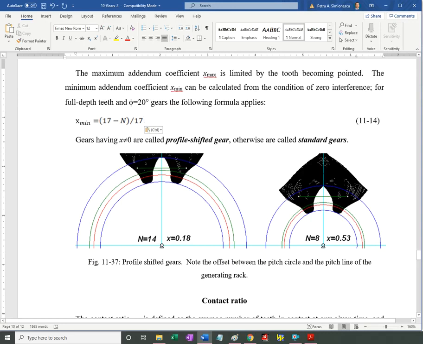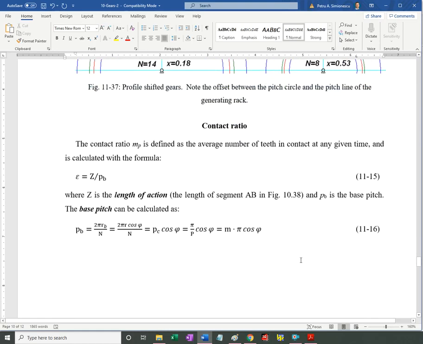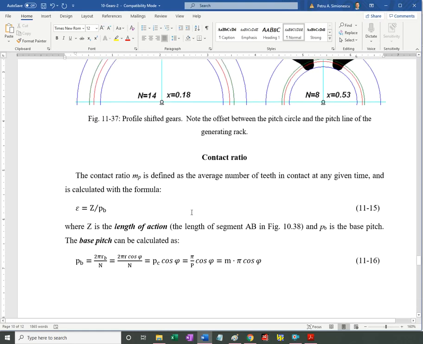Okay, so profile shifted gears are those whose undercut is other than 0. If there's no gear shift, they are called standard gears. And the final subject is contact ratio. Contact ratio, as I mentioned already, is a measure of how many teeth I have in contact.